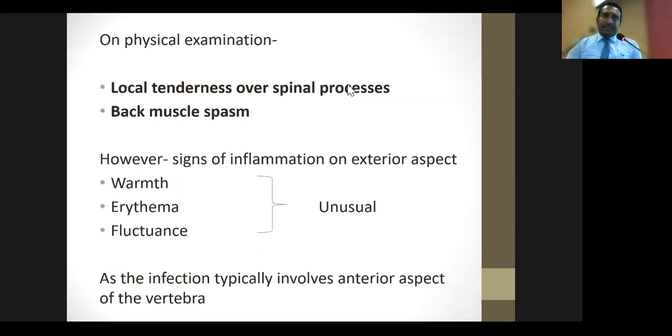On physical examination, there can be local tenderness of the spinous processes and back muscle spasm due to the pain. However, on the exterior aspect, signs of inflammation are usually not seen because, as I told you, it characteristically involves the anterior portions of the vertebrae. So when we examine the back, we may not find erythema, fluctuation, and other signs of inflammation.